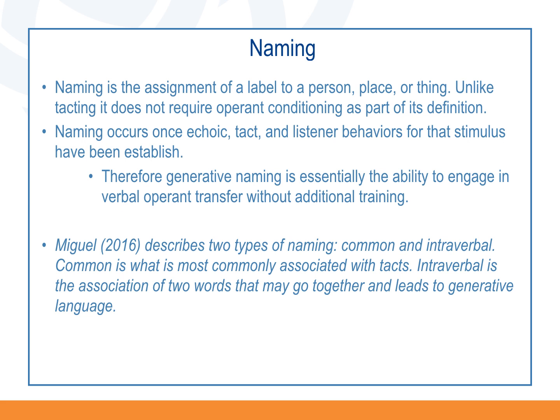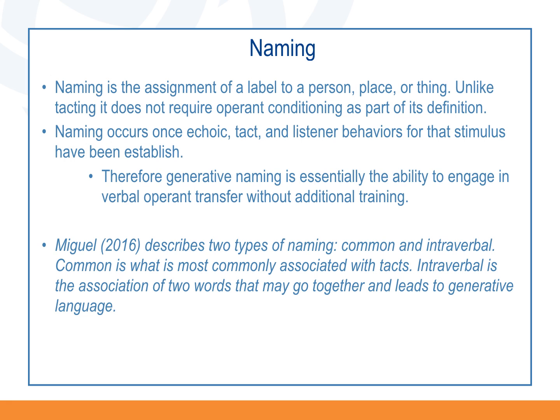So naming, what is naming? It's something we all say, oh, the name of that is. We all recognize the layman's terms, but as a technical term, it's the assignment of a label to a person, place, or thing. It doesn't necessarily require conditioning, but it does require that echoic, particularly self-echoic, tact, and listener behaviors have all been established. Once you've established all those, you can use it throughout the operants and transfer between operants without additional training.